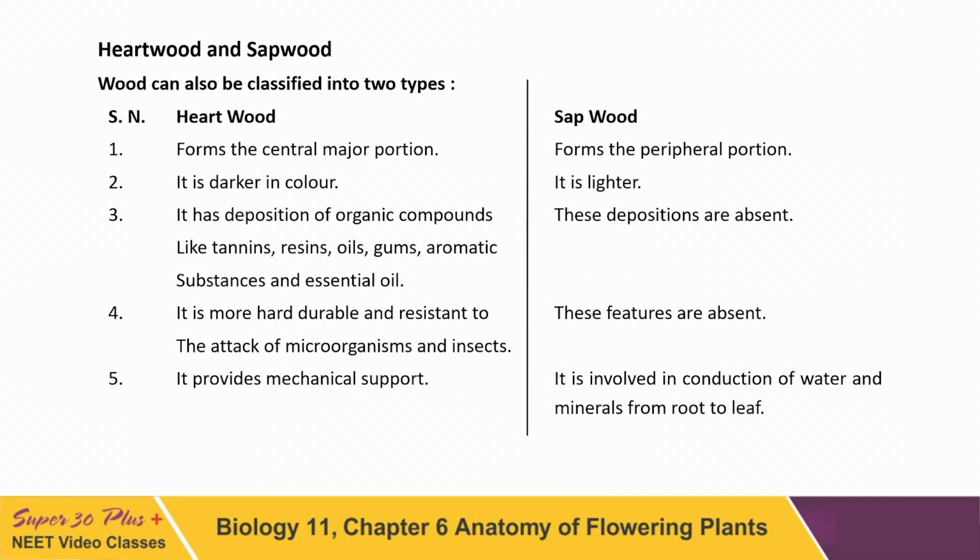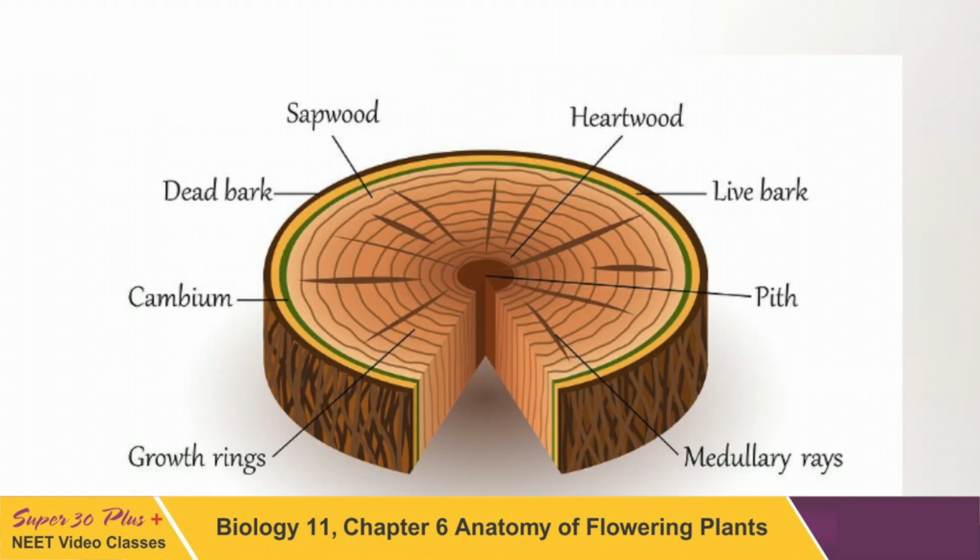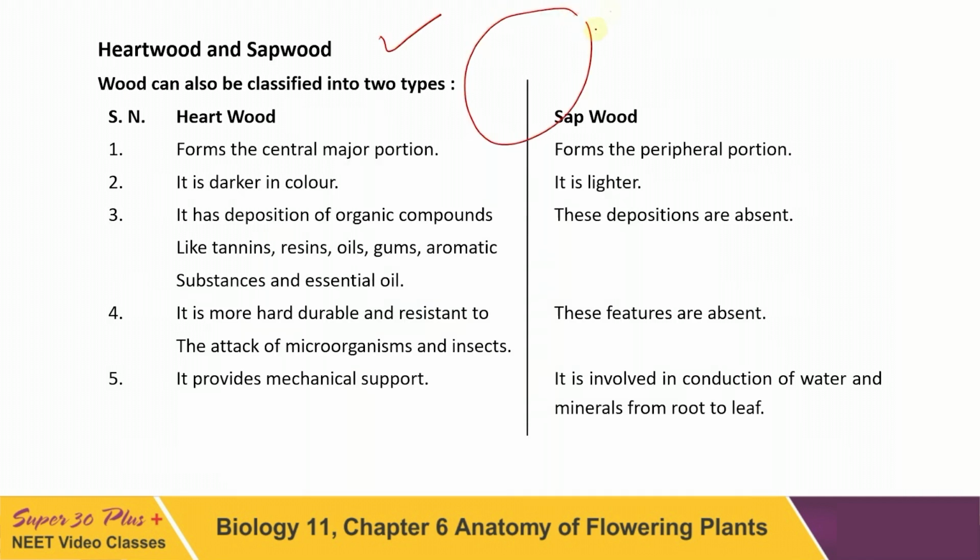Come to the next now. We have to see heartwood and sapwood, what we mean by them. You must have seen a log of wood like this: this is the central part, which is darker in color, and this is the peripheral part, which is comparatively light in color. The wood in the center is known as heartwood, and that found at the periphery is known as sapwood.